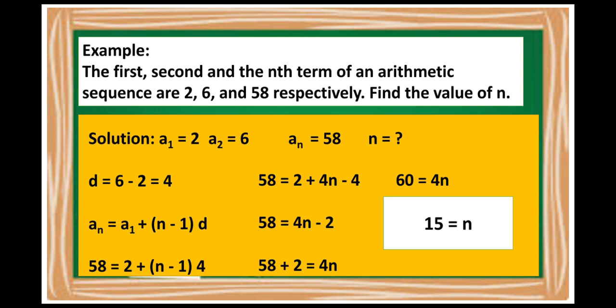So, a quick recap. The formula is a sub n is equal to a sub 1 plus the quantity of n minus 1 times d. You just have to identify a sub 1, a sub n, and the common difference, and manipulate them by applying the formula. So I hope that you have learned something from this video.